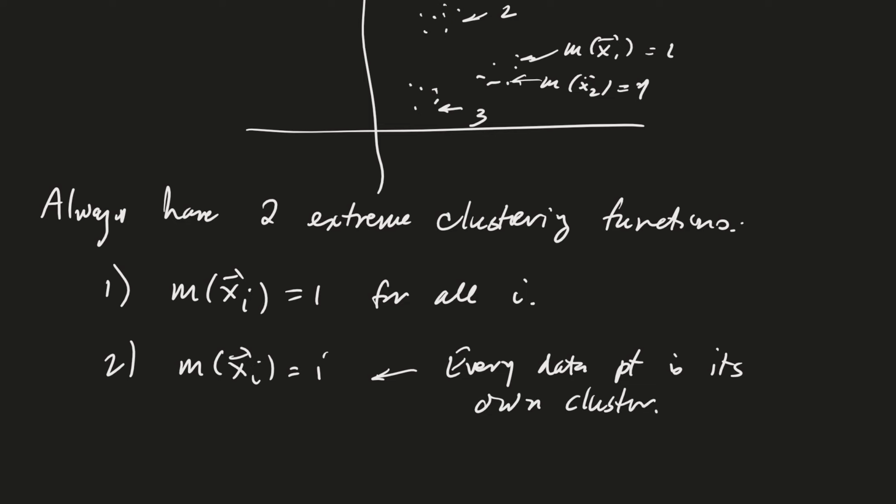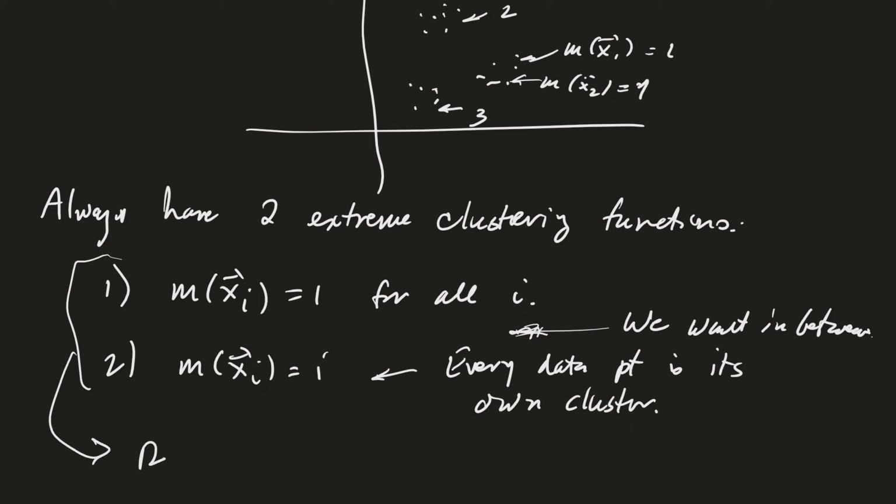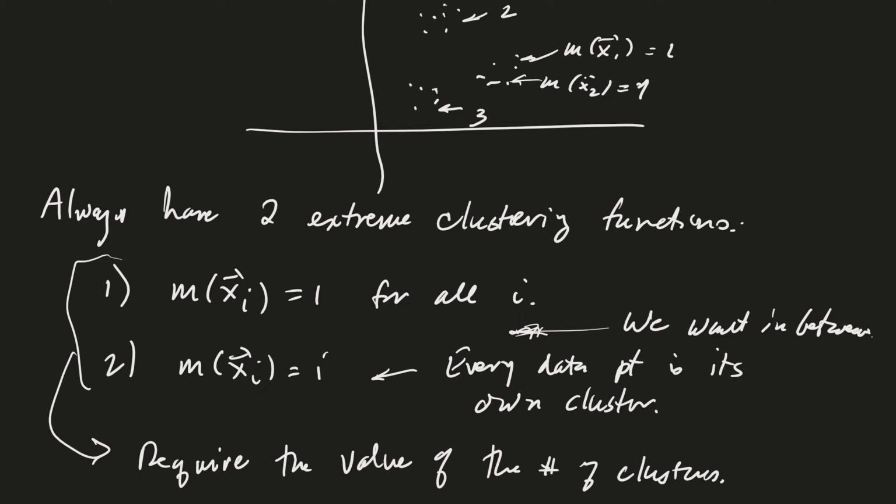And of course, you want to avoid both of those extremes. So we want to somehow get in between here, right? We want in between. This is the problem where we don't know the number of clusters. And so to avoid this problem, some algorithms will require the value of k, the value of the number of clusters, because of course that's one way of avoiding that. Good. All right.